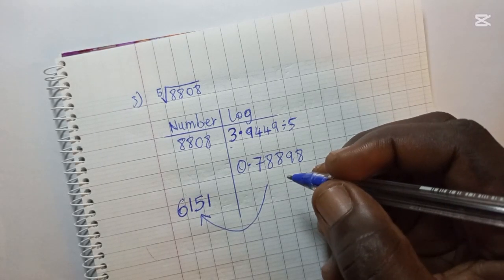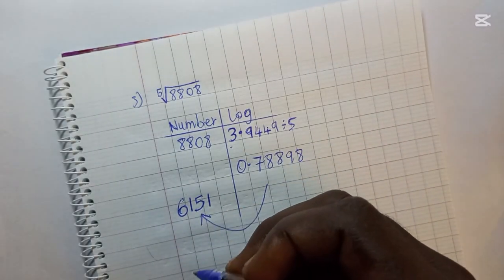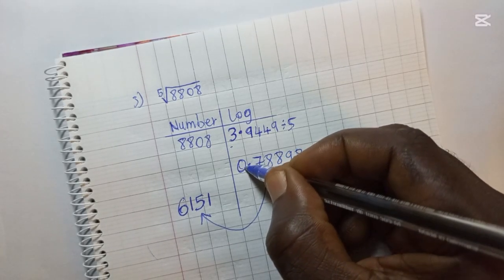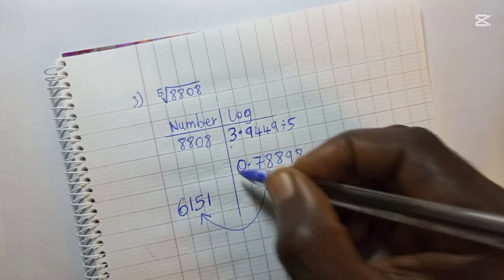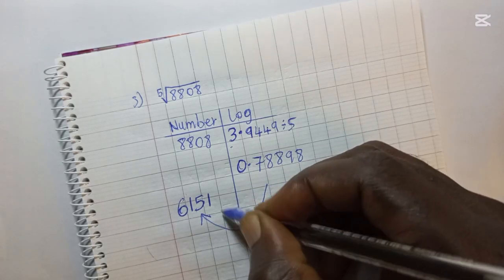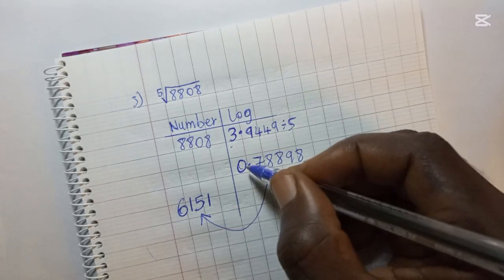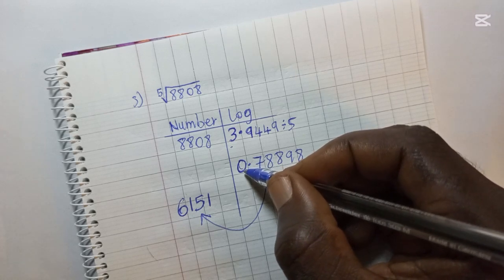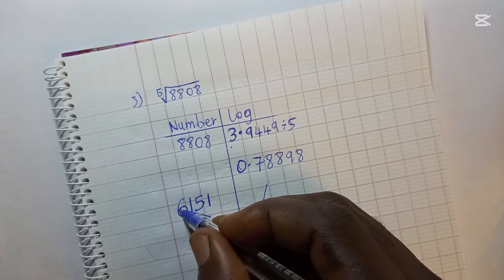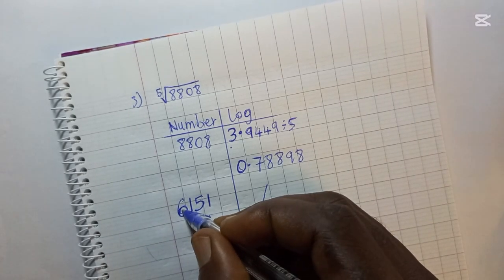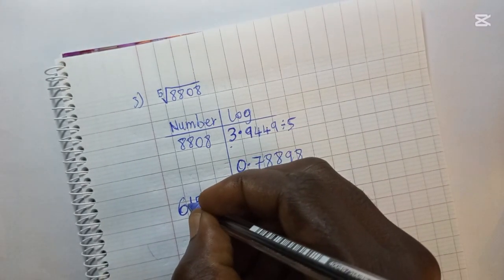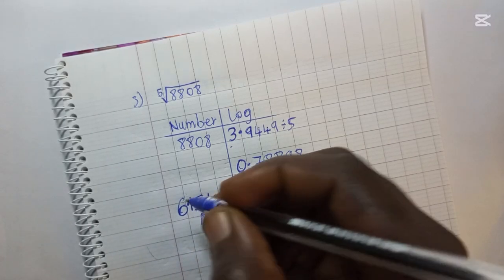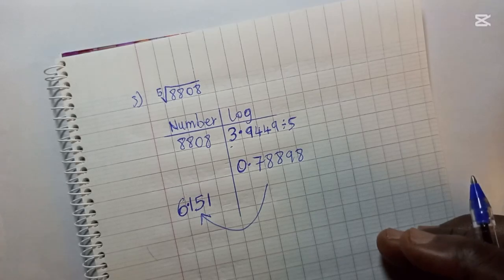6,151. Now, how do we get the decimal point here? Remember the characteristic of this logarithm, which is 0, because we are doing it in the antilog. Then we do 0 plus 1, that is 1. Then from this digit here, we count 1, and we place our point after the first digit. And that's how we get the answer.